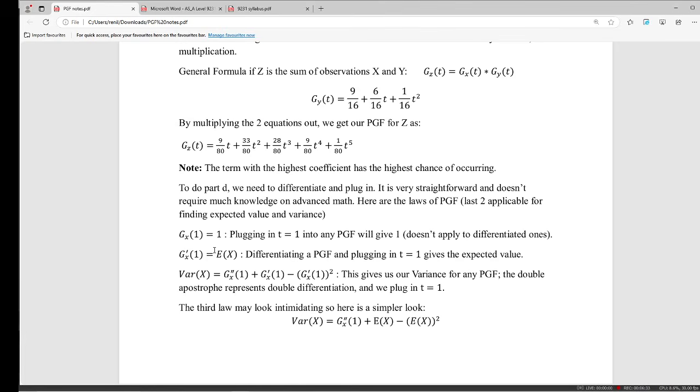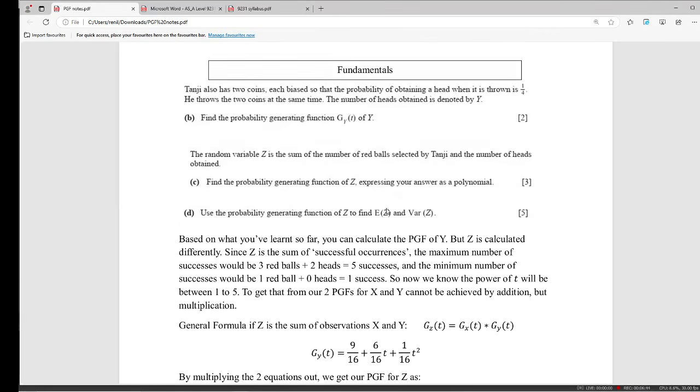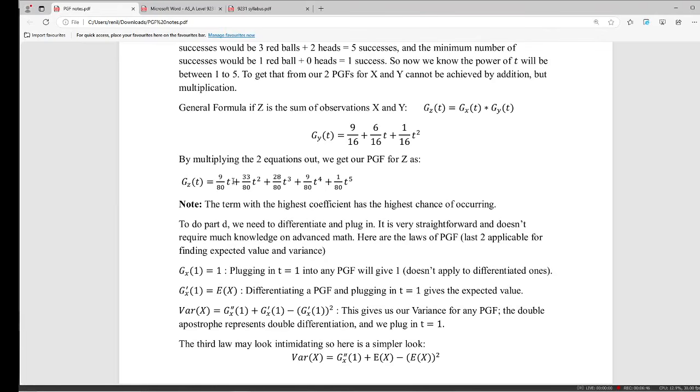Gx'(1) equals the expected value. What this means is that when you differentiate a function and plug in t equals 1, you're going to get our expected value. So that's how we find E(z). We differentiate this function, plug in t equals 1, and then get your expected value. So I'll let you figure this one out.